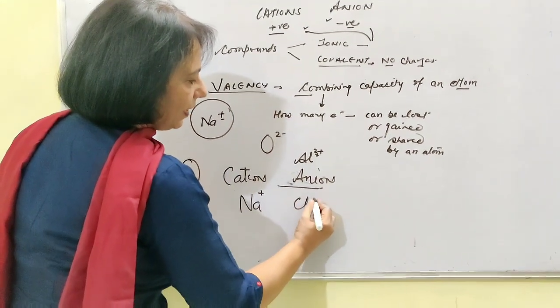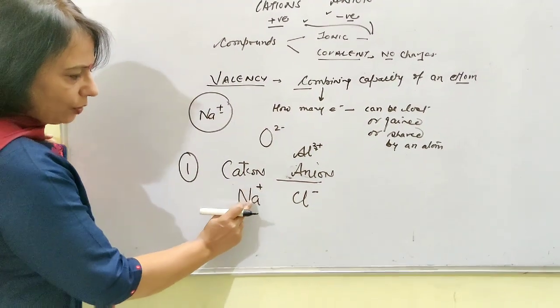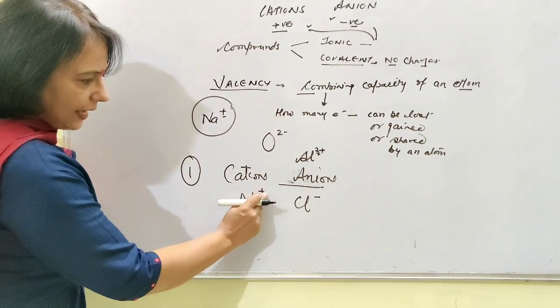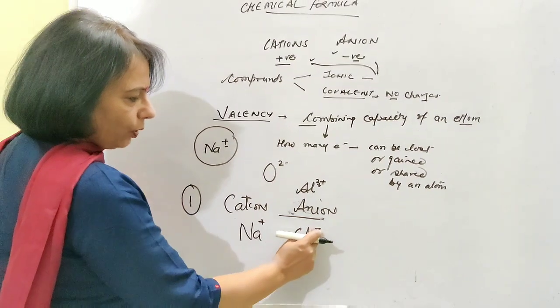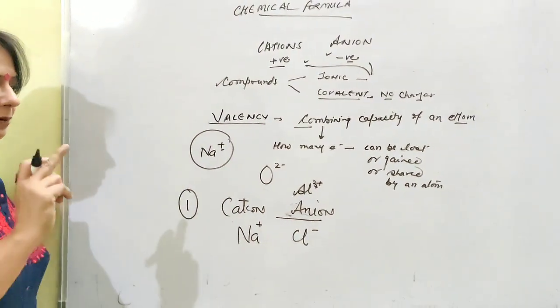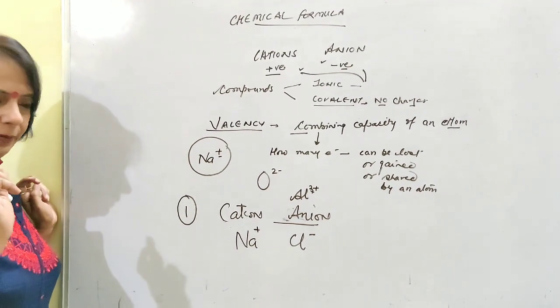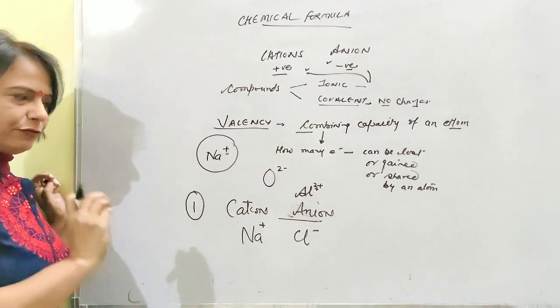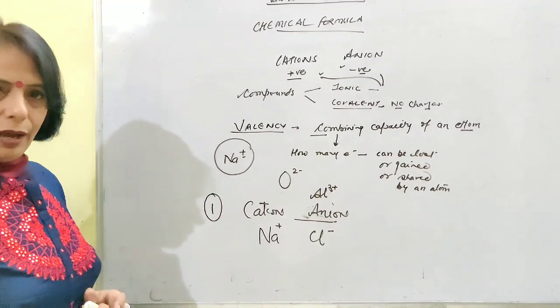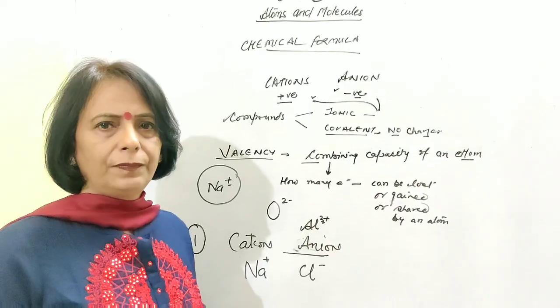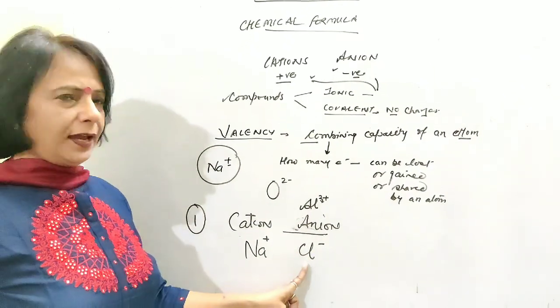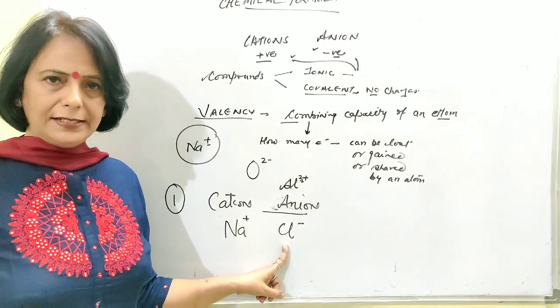Okay, chloride I have taken. So the valency of sodium cation is Na+, and anion chloride is Cl-. That means the valency of both the ions is 1. First step, we have to write down the ions, but the cation should be towards the left side and the anion should be towards the right side.